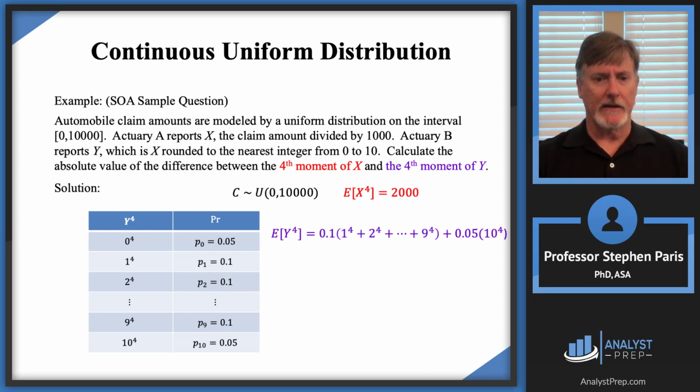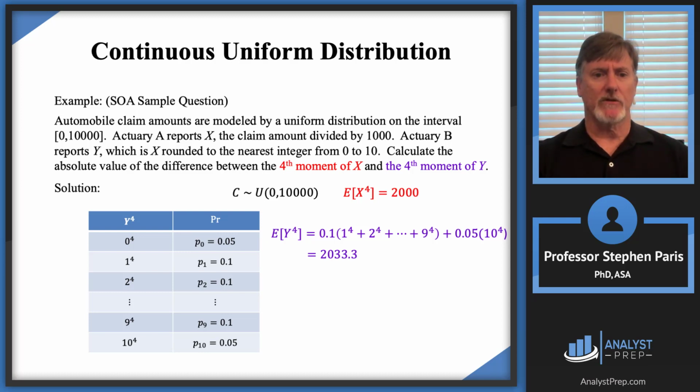When I do that, I did not include the first product in the sum product because 0 to the fourth is 0, so I get 0 times 0.5, which I didn't put in there. But then I get 1 to the fourth times 0.1, 2 to the fourth times 0.1, and so forth. I can factor out a 0.1 from all of that and go through the arithmetic. The last term, I should say, is 10 to the fourth times 0.05. If you go through the arithmetic, I got 2033.3.